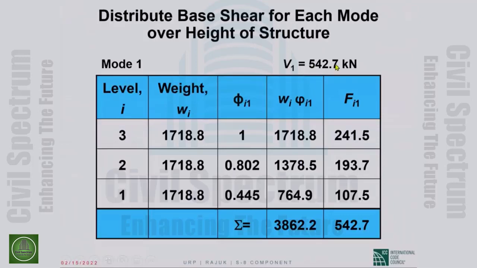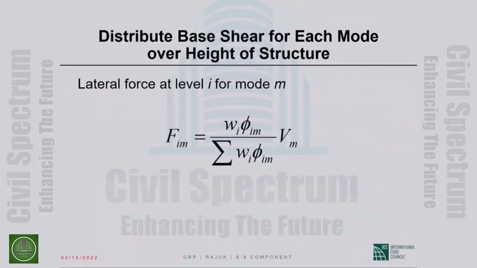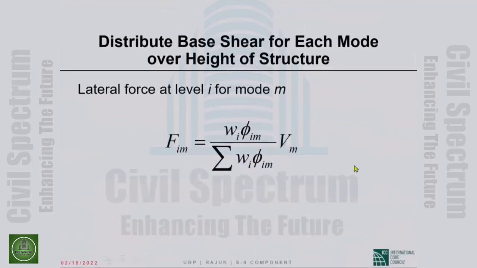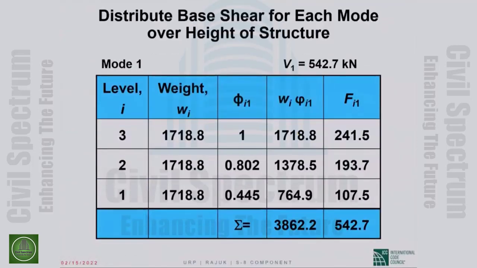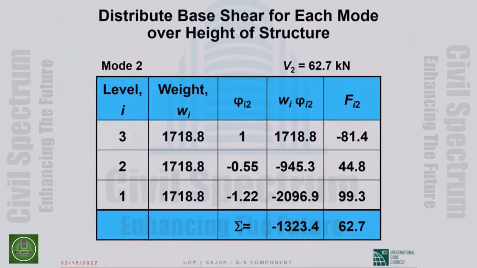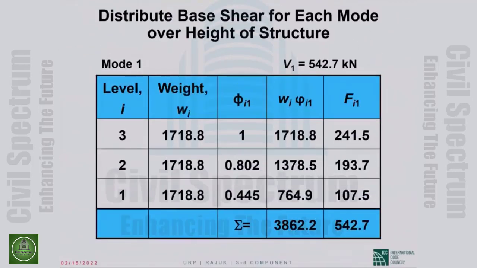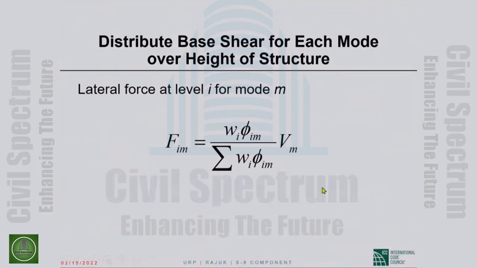The 542.7 kilonewtons of first mode base shear is distributed along the height of the structure according to this equation. Essentially, the first mode base shear is distributed along the height of the structure according to the first mode shape. That's the best way to say it. The first mode base shear of 542.7 kilonewtons is distributed along the height of the structure according to the first mode shape, and that's what we are trying to express by this expression.